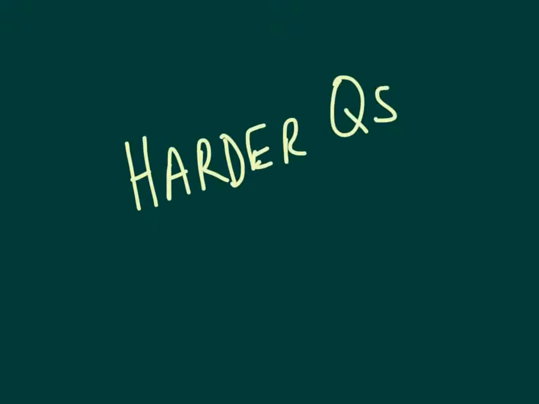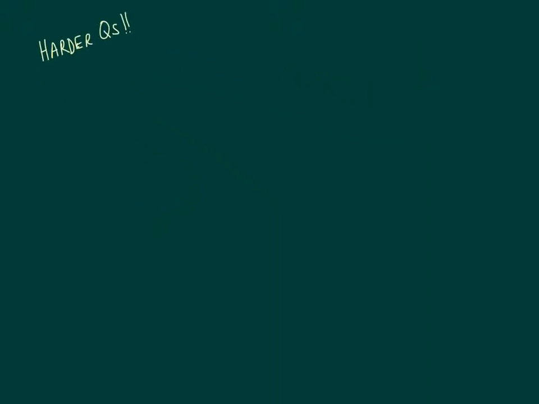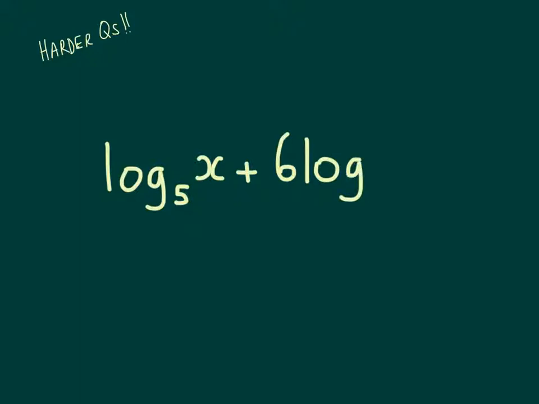Okay, now that was an easy question, so let's do a much harder one, and it's going to be a harder equation to solve. We're going to use the change of base rule to solve it. So the equation we're going to solve is log to the base 5 of x plus 6 log to the base x of 5 equals 5. You just look at that, that looks awful.